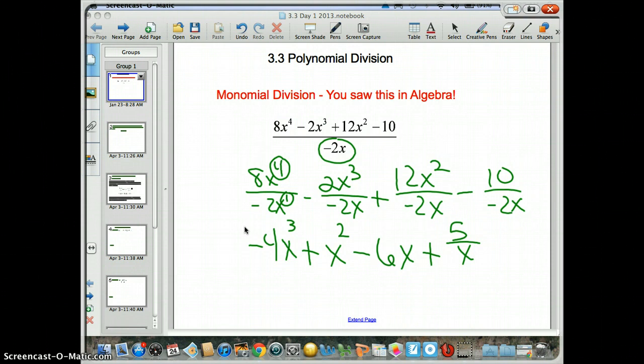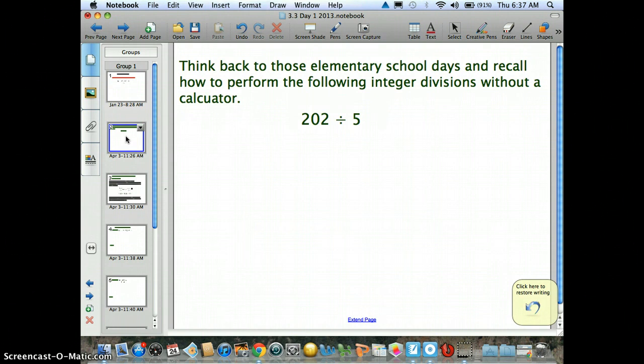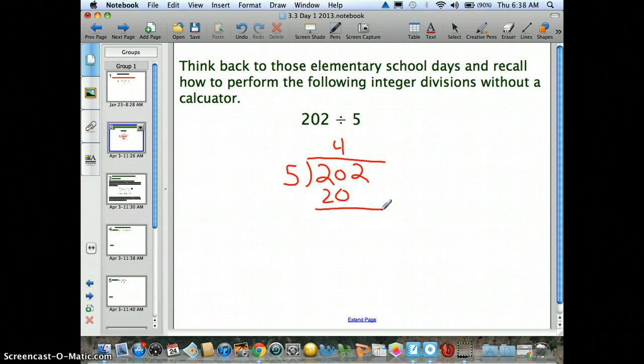The next type, though, in our regular polynomial division is based on your division algorithm from back in middle school, okay? So remember, when you divided something like 202 divided by 5, you should have learned a division algorithm where you wrote this as 202 and that division operator divided by 5, right? Now, you're looking for how many times 5 goes into 20, because it doesn't go into 2 evenly. So 5 goes into 20 4 times, so you put the 4 here, 5 times 4 is 20. And then when you subtract, these cancel, and you bring down your 2.